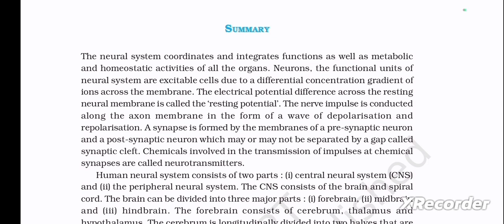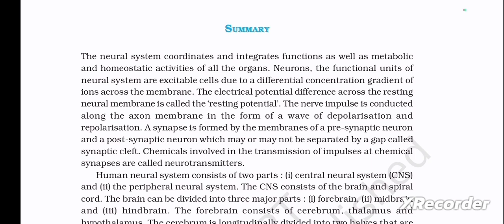The neural system coordinates and integrates functions as well as metabolic and homeostatic activities of all the organs. Neurons, the functional units of neural system, are excitable cells due to a differential concentration gradient of ions across the membrane. The electric potential difference across the resting neural membrane is called the resting potential. The nerve impulse is conducted along the axon membrane in the form of a wave of depolarization and repolarization.